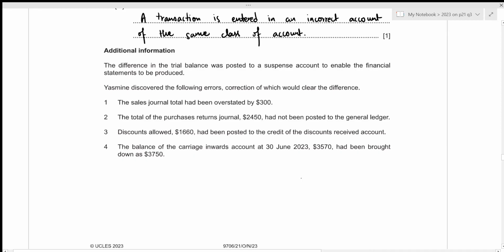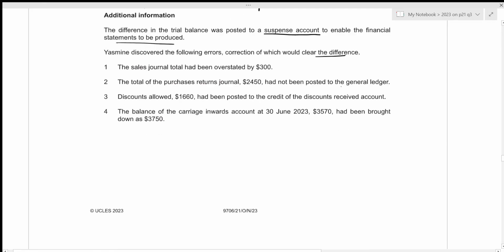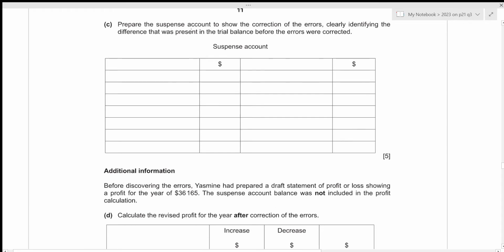Now we have been given additional information. The difference in the trial balance was posted to a suspense account to enable the financial statements to be produced, and Yasmin discovered the following errors, correction of which would clear the difference. Okay, let's have a look at our question. We need to prepare the suspense account to show the correction of the errors, clearly identifying the difference that was present in the trial balance before the errors were corrected. So this just means that we need to clearly identify the opening balance of the suspense account.